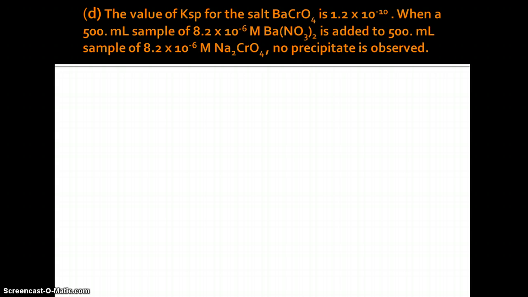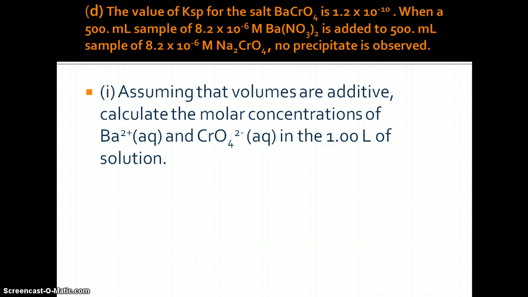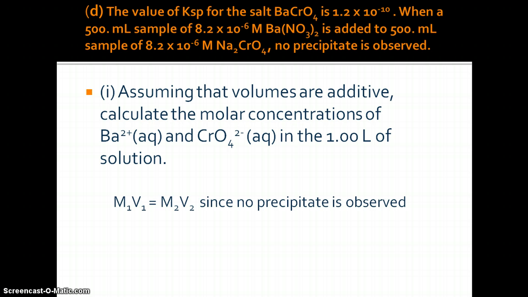D. The value of Ksp for the salt barium chromate is 1.2 times 10 to the negative 10th. When a 500 milliliter sample of 8.2 times 10 to the negative 6 molar barium nitrate is added to a 500 milliliter sample of 8.2 times 10 to the negative 6 molar potassium chromate. 1. Assuming that volumes are additive, calculate the molar concentrations of Ba2+ and CrO4 2- in the 1 liter of solution. So the new volume is 500 milliliters plus 500 milliliters, which is 1 liter, and you use the equation M1V1 equals M2V2 since no precipitate is observed, making it a dilution problem.